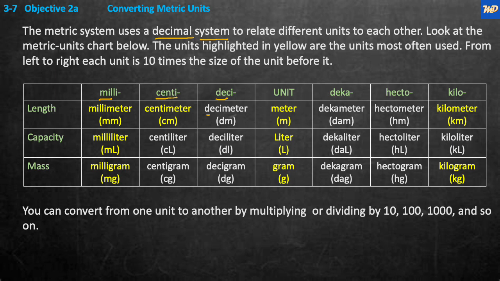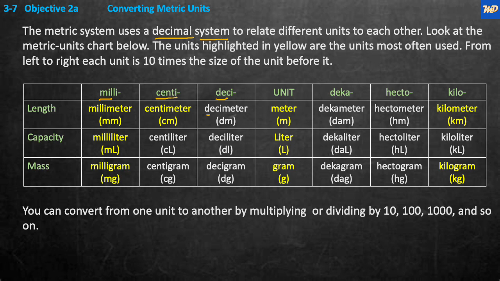So a decimeter is 10 times smaller than a meter, or you could say a meter is 10 times larger than a decimeter. Just like it's 1,000 times larger than a millimeter, and 100 times larger than a centimeter. A meter is about the height of a doorknob off the floor. Very close to 3 feet.